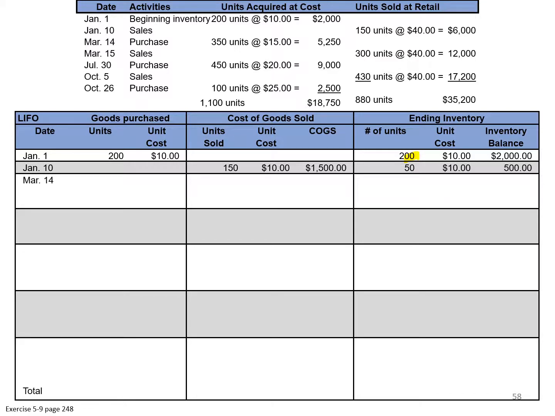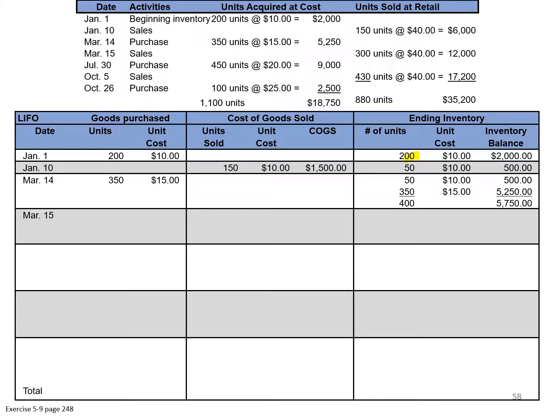And then on March 14th, we bought 350 units at a cost of $15. So we've got 50 units at 10 plus our 350 units at 15 for a total ending inventory of 400 units, rather, at $5,750.